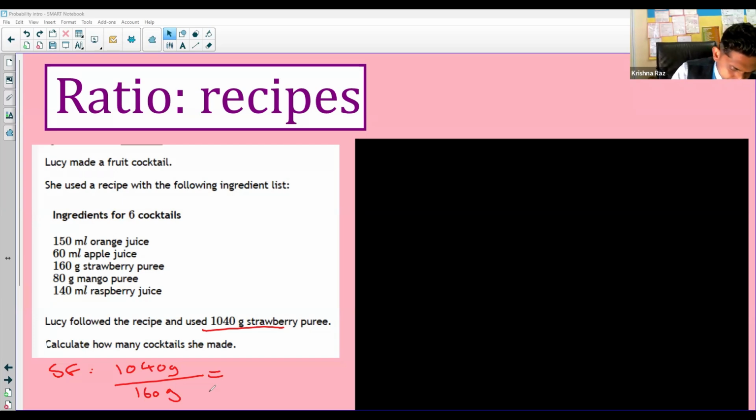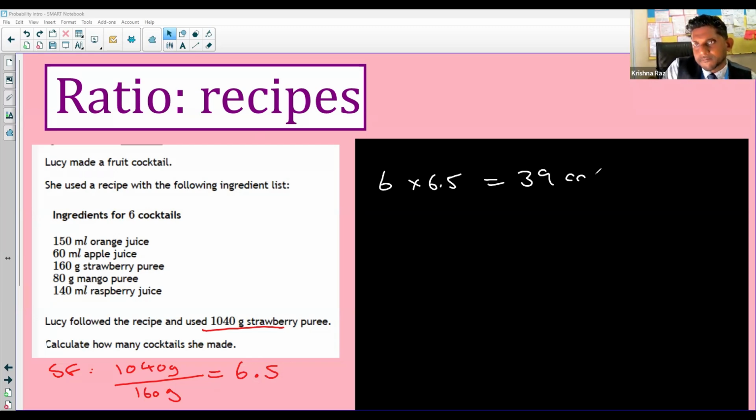what do we get? Six and a half. So the scaling factor is 6.5. So we can make 6 times 6.5 cocktails, which will be 39. So one more like that, I think.